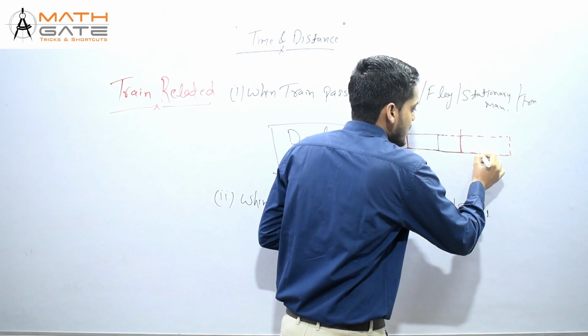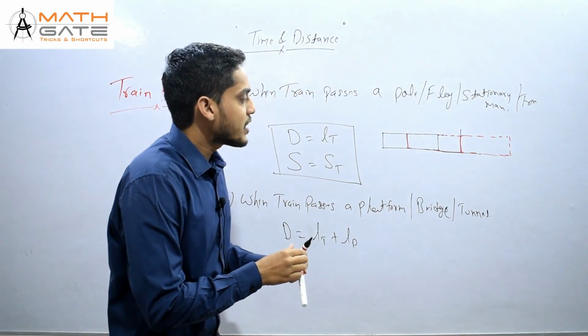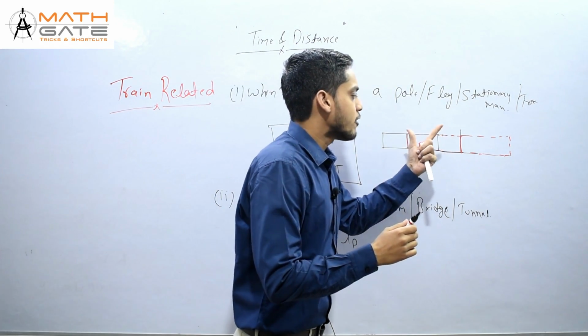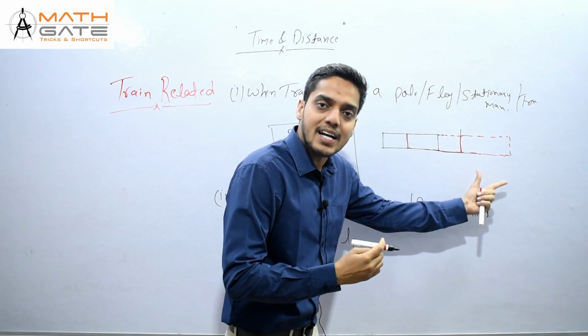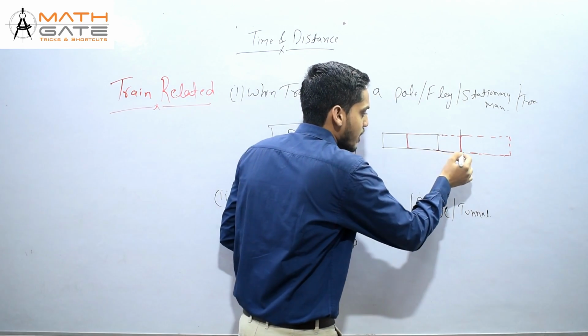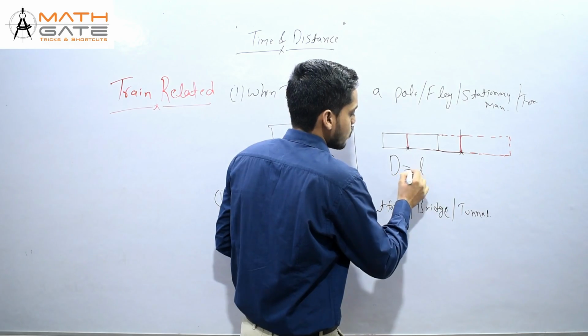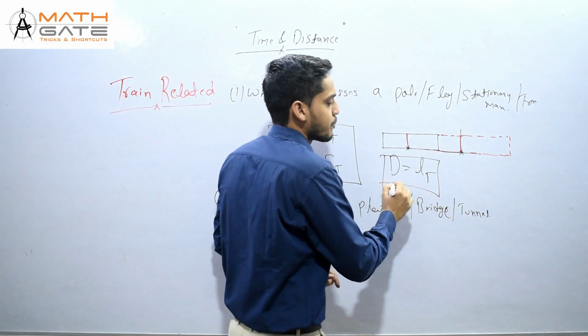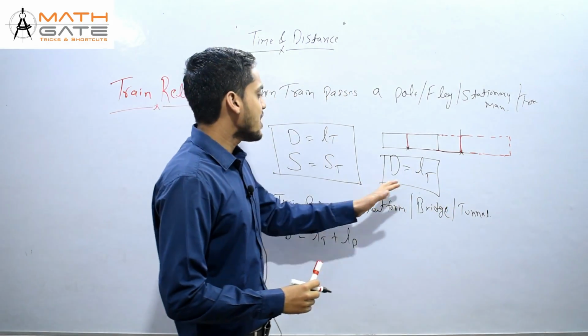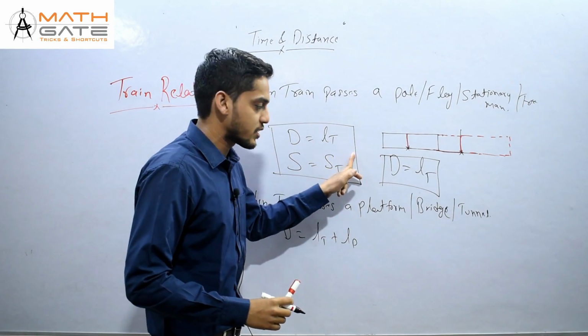So it is clearly seen to all of us, the train has to travel equal to the length of train to pass a pole. So train has to travel from this point to this point. It means train has to travel equal to length of train to pass a certain pole. Is it clear? That's why we are taking distance equal to length of train in the first case.